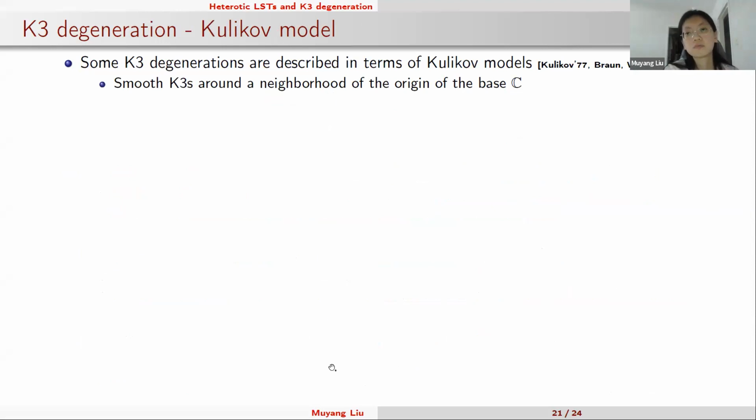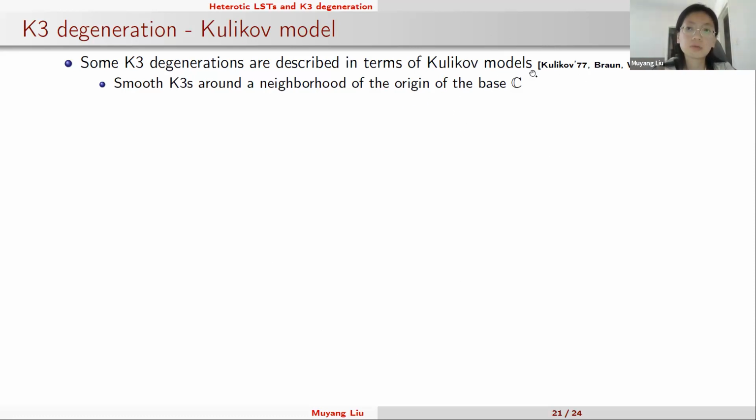The Kulikov models just describe the behavior of the smooth K3 around the neighborhood of the origin of the base. Namely, once you move around the base C, the K3 might, over a generic point of the base, remain smooth, but over certain points, the K3 could split. And the intersection patterns of these splitting components determine the types of the Kulikov models.